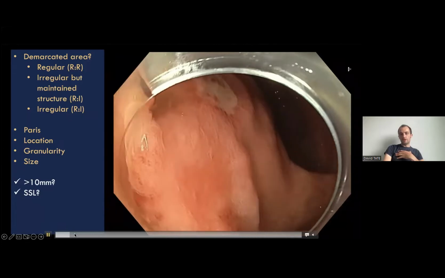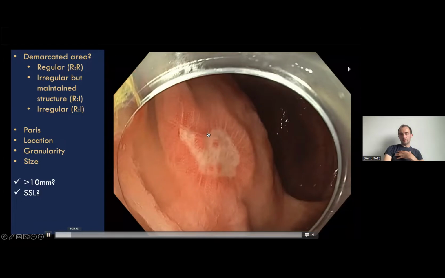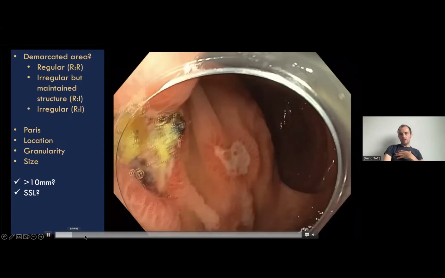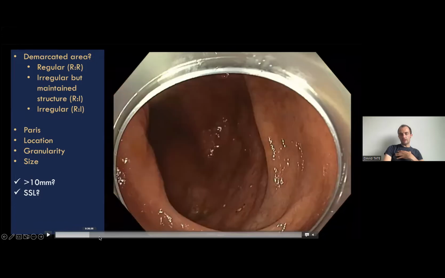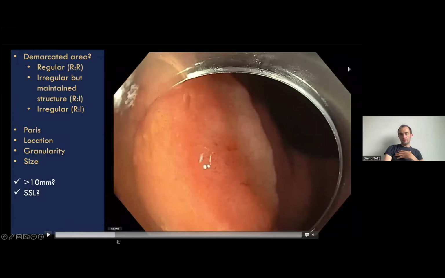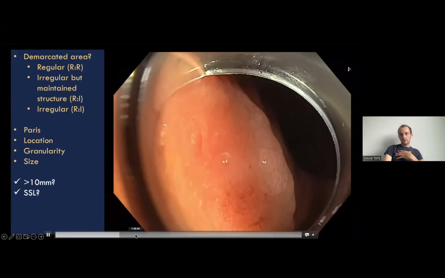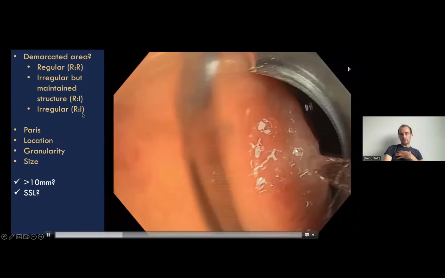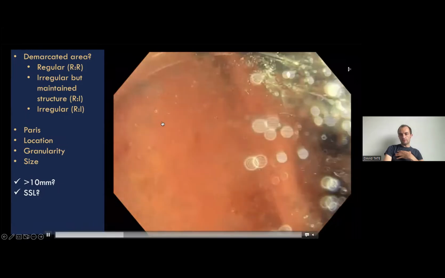And normally for looking at that, just ignore these things above. These are previous polypectomy sites. While we're going along, to get the answer to the question about the demarcated area, we need to go in closer. So you'll see that happening here as the endoscopist gets closer, and we need to see whether we think there is maintained structure within that demarcated area or not.